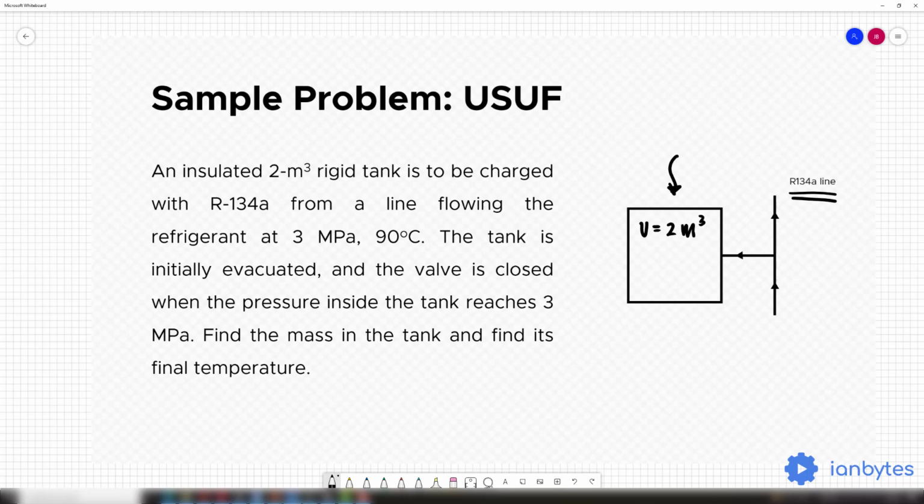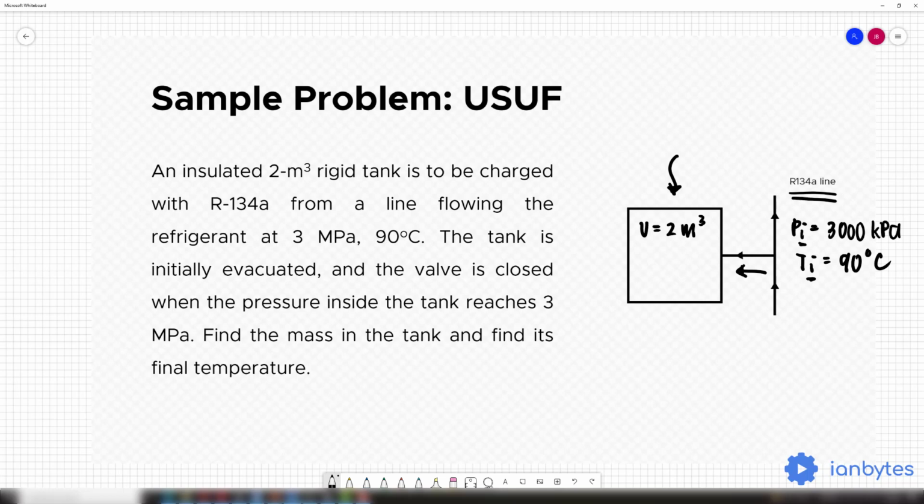It is also mentioned na yung pressure ng ating refrigerant na nagfo-flow ay 3 megapascals, or in other words, we have 3,000 kilopascals. We are going to write it in kilopascals dahil yung ating thermotables ay naka-express in terms of kilopascals. TI is basically 90 degrees Celsius. So, bakit ko sinabing TI at PI? It's because of the fact that this fluid line is entering your system. So, in our energy equation, yan yung mga may subscript na I.